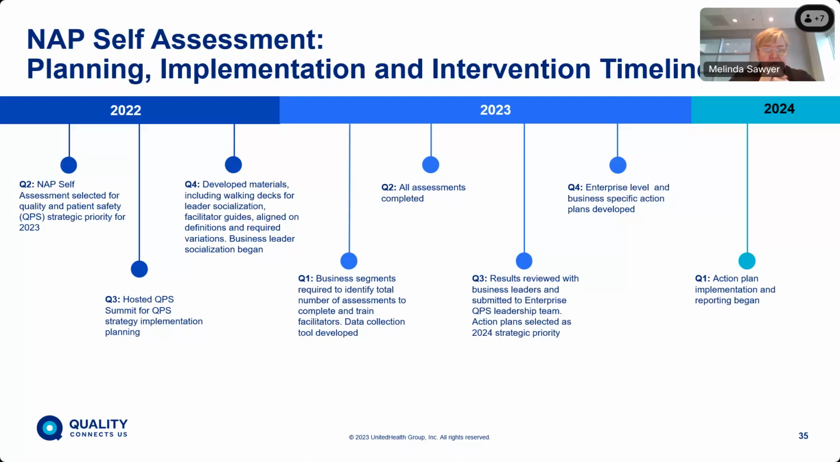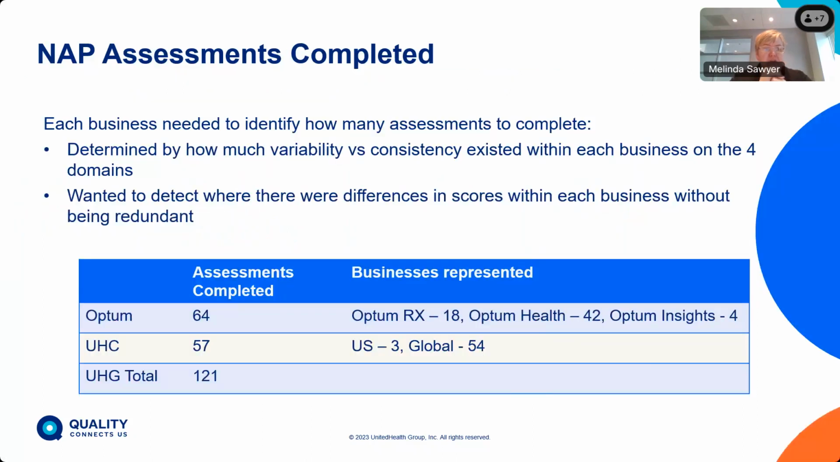Okay, keep moving forward. All right, so I'm going to go through these a little bit more quickly. We completed 64 assessments in Optum and 57 assessments in UHC. And you can see that breakdown, but in total, we completed 121 assessments across our enterprise. This was, again, because we have such different businesses across our enterprise. Next slide.